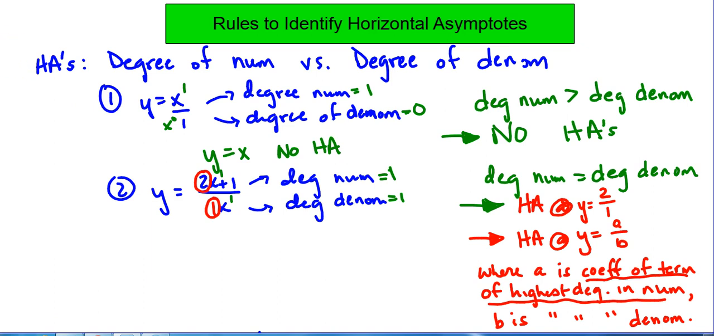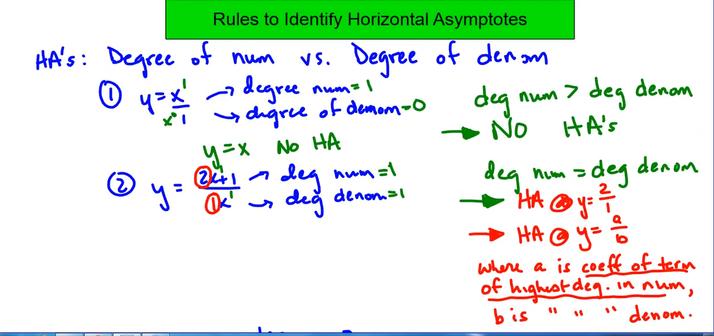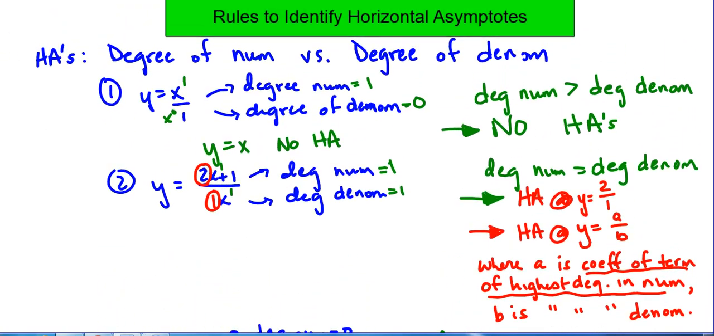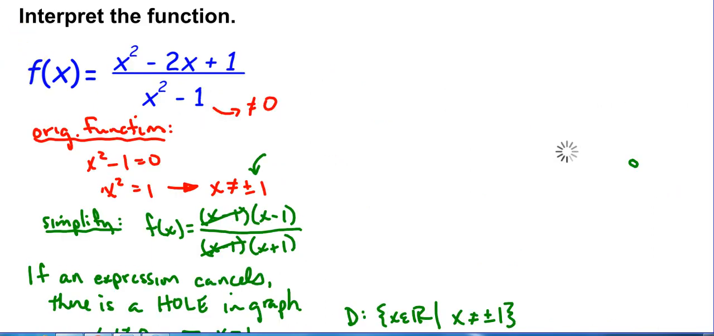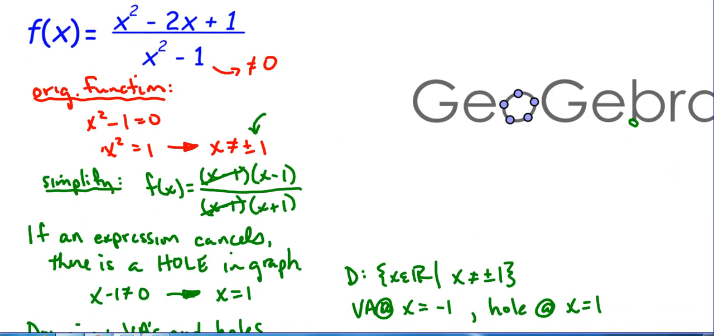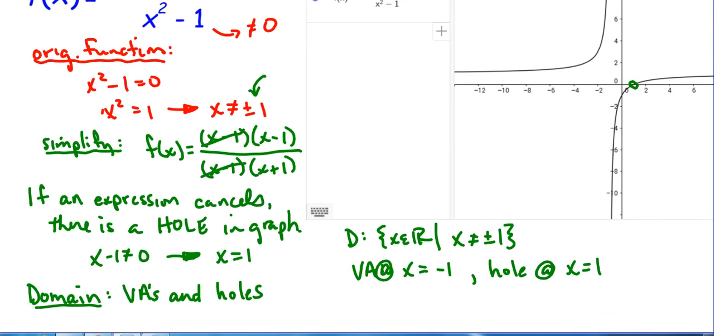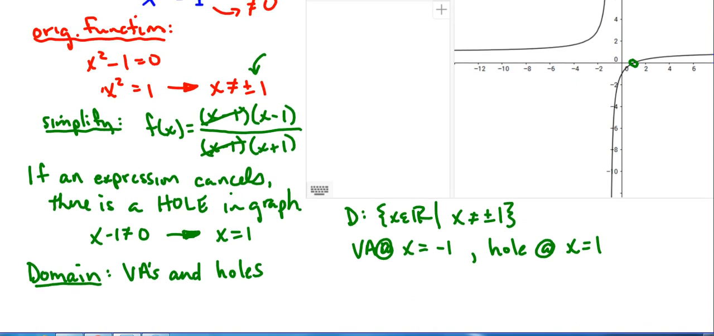All right, so what I did was take what we just wrote about how to identify horizontal asymptotes and put it on a separate slide for you guys so you can see that. I'll post it in the notes. But let's go back to our example here. In our example, we've identified vertical asymptotes, holes, and domain. And so now we want to identify horizontal asymptotes.